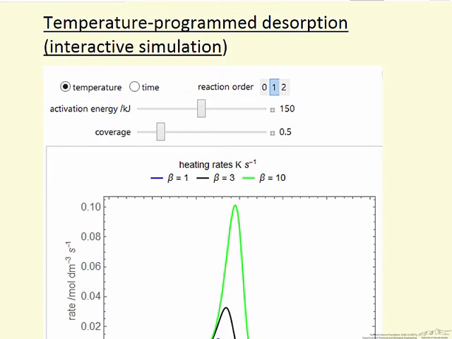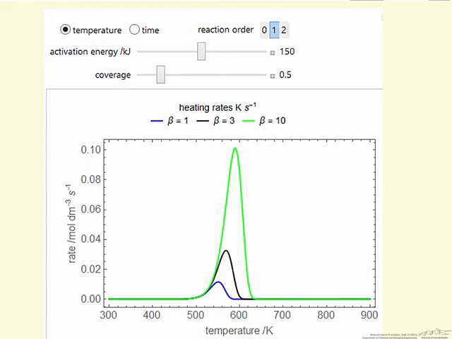This simulation looks at the behavior during temperature program desorption. And this snapshot shows we're plotting the rate of desorption as a function of temperature, where we're heating up a surface that has molecules adsorbed on it. There's no reaction, we're just looking at how they desorb.